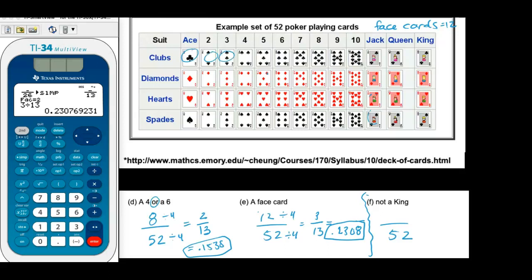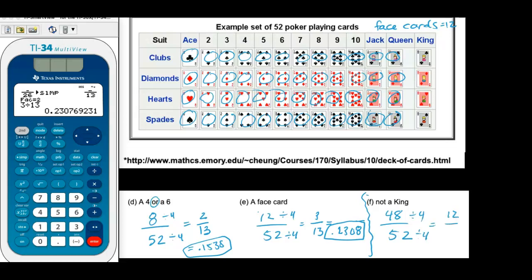So 1, 2, 3, 4, 5, 6, 7, 8, 9, 10, 11, 12, 13, and so on up to 48. So we count all those and we get 48 out of 52. And we could reduce that. We could divide both of these by 4. And we end up getting 12 out of 13, and we can find the decimal for that with the calculator.